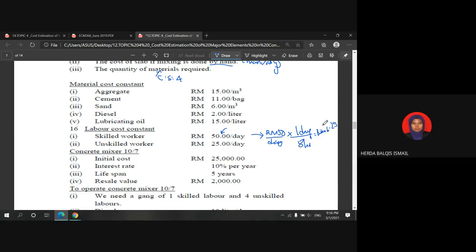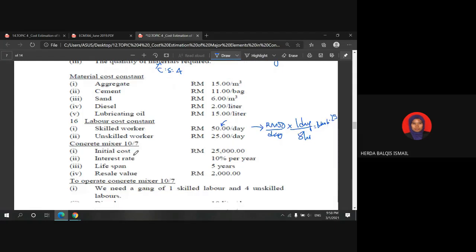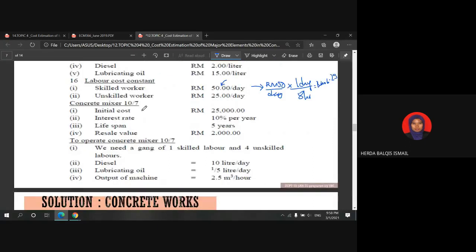Alright. So moving to the data for the concrete mixer, given the initial cost of the concrete mixer is 25,000, the interest rate is 10% per year. The lifespan of the concrete mixer is 5 years. The resale value or salvage value is 2,000 ringgit.